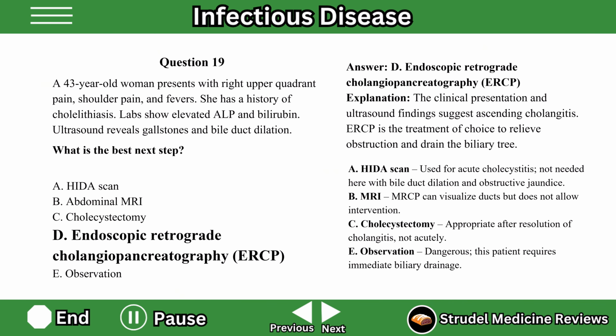Going over the incorrect choices: A, HIDA scan can help you identify acute cholecystitis in adjunct with right upper quadrant ultrasound, but not really needed for cases of ascending cholangitis. B, MRI. So MRCP can visualize the ducts, but you can't intervene on that, and you want to relieve the obstruction as soon as possible. C, cholecystectomy. You will pursue that at some point, but not in the acute setting, given that there's an acute infection going on. And E, observation. No, you need to treat this.